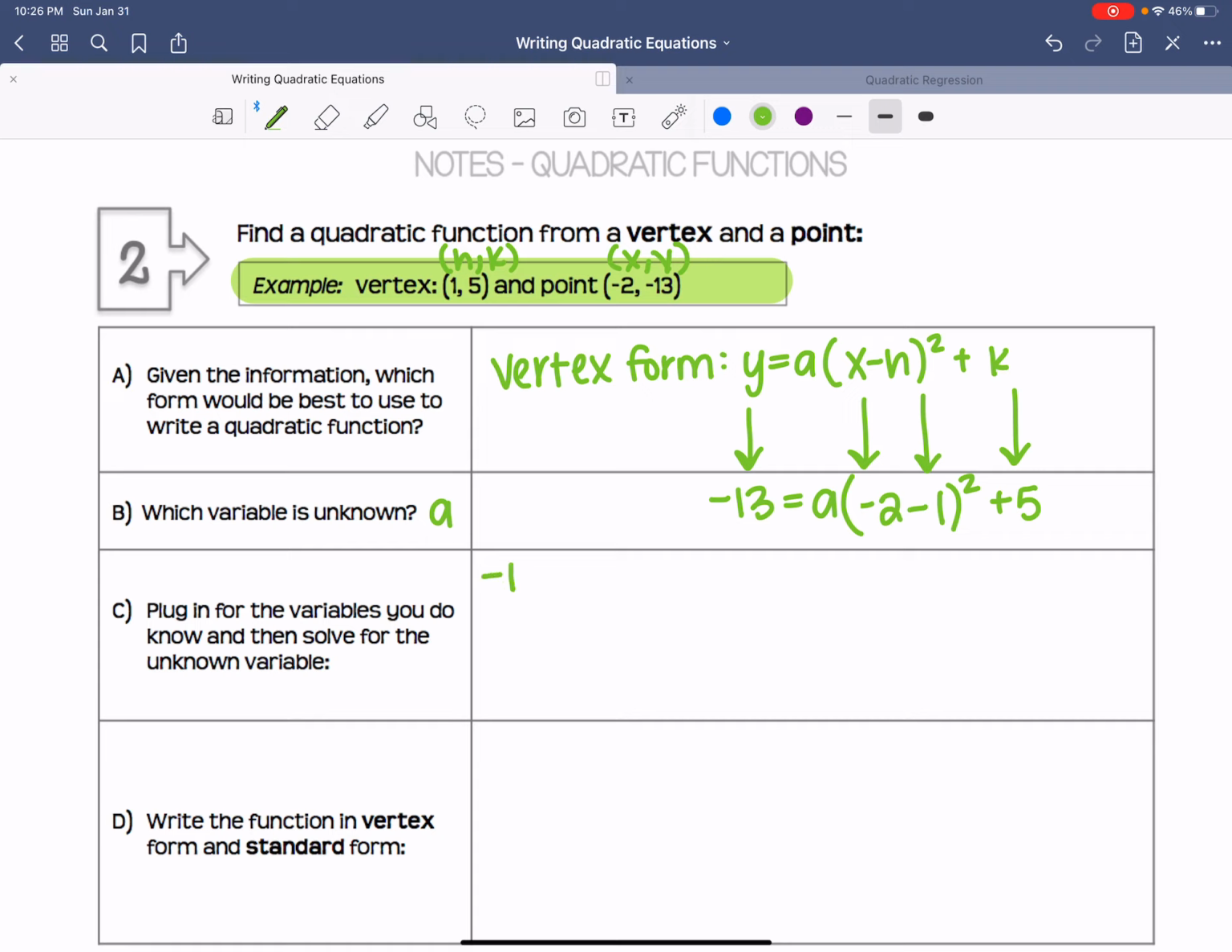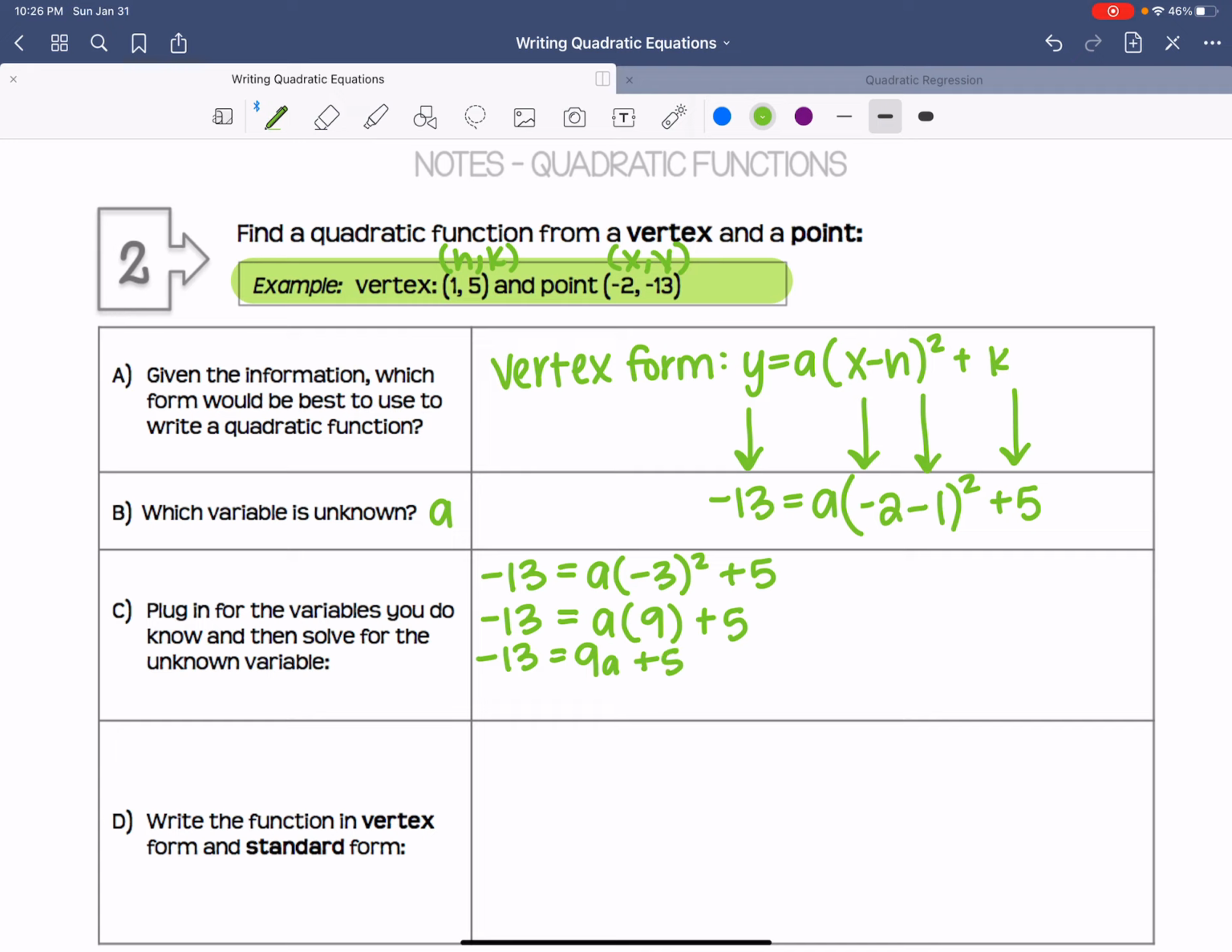So let's see, negative 13 equals a times negative 2 minus 1, which is negative 3, squared, plus 5. Now you're going to square first and then you'll simplify some more. So negative 13 equals a times 9, plus 5. Okay, now you can rewrite this if you want to. You don't necessarily have to, but if I were to rewrite this just to make it look a little bit neater, it would be 9a plus 5.